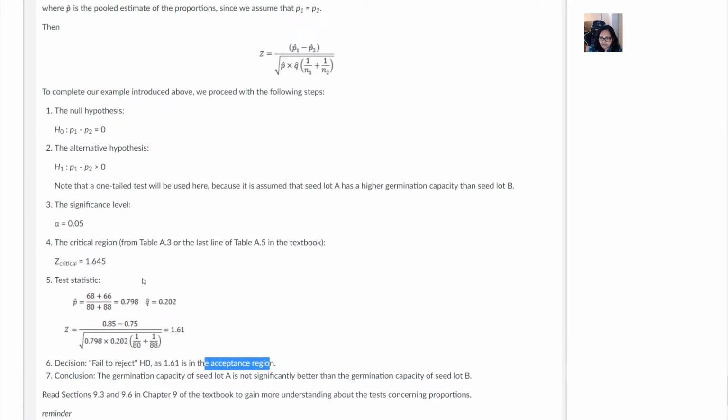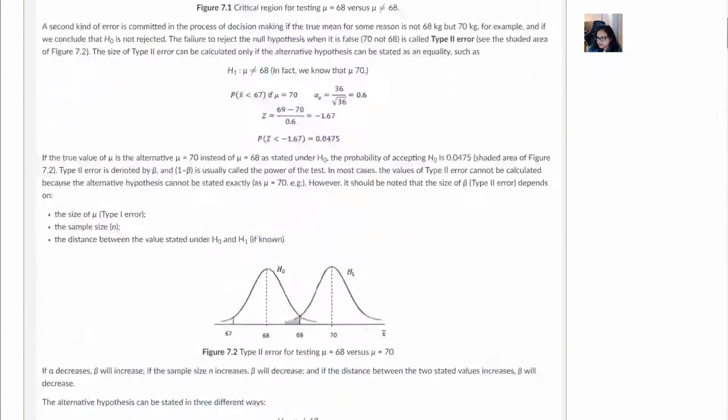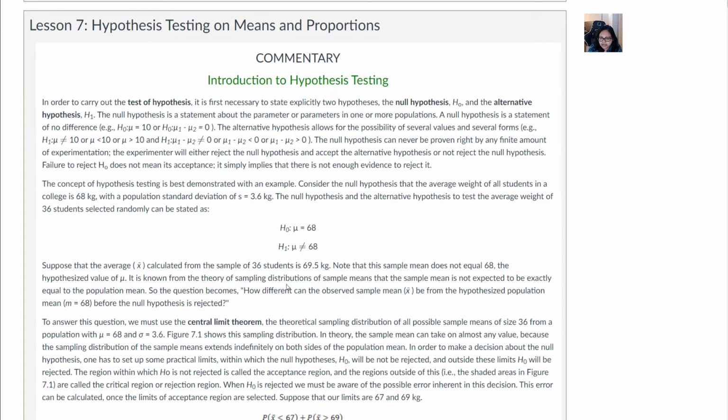So that's it for the hypothesis testing. This is the last part for this lesson: hypothesis testing for the means and proportion. Then later on I will talk about lesson 8 and other hypothesis testing.